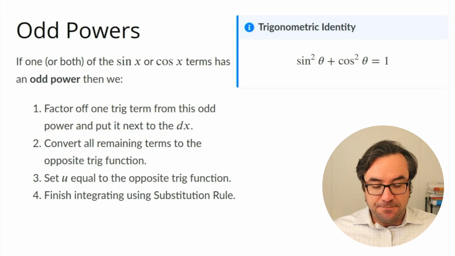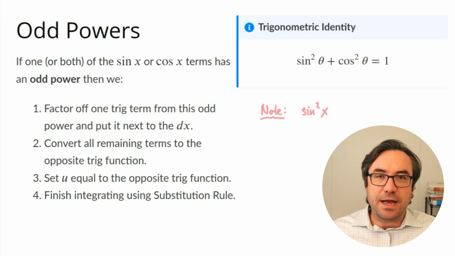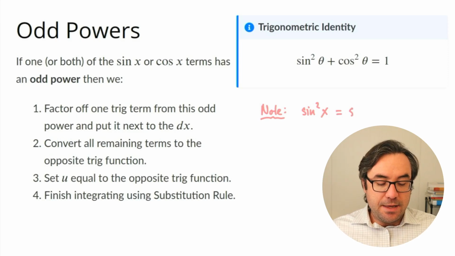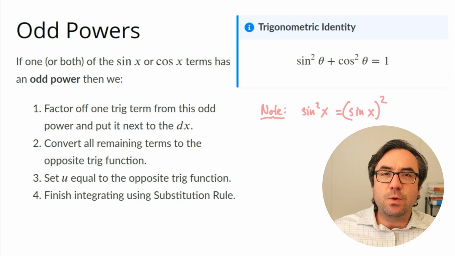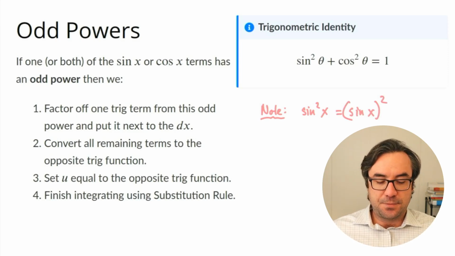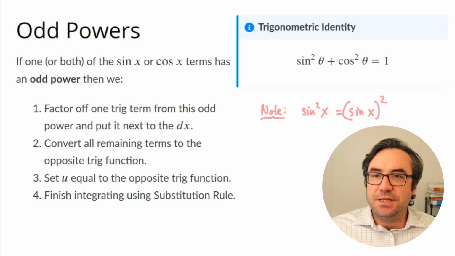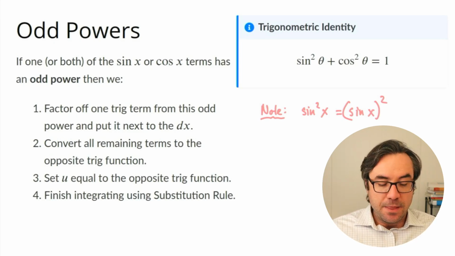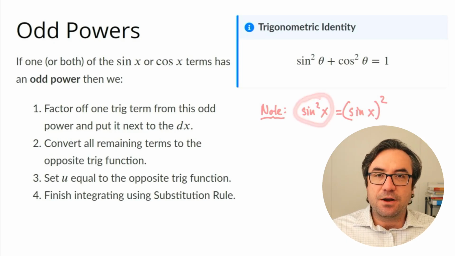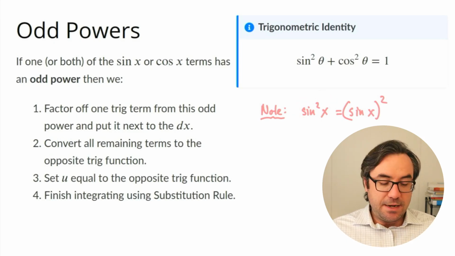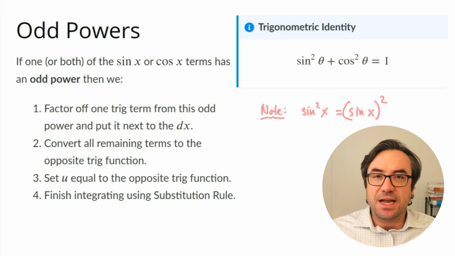And it's worth mentioning, just a quick note here, when we write sine squared x, what we really mean is we're taking the sine function and we're squaring the whole thing. So it's important to remember that for these different powers of sine and cosine. When we see something like sine squared of x, what we really mean is we have two copies of sine x that we're multiplying together.